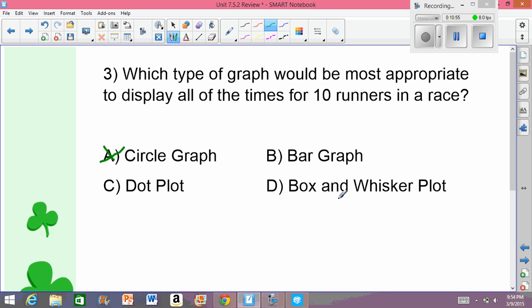If we look at a box and whisker plot, remember we are displaying the median of that data, and we are breaking it into 4 sections. So we don't want to do that because we don't want to display the median. We want to display every piece of data that we have. The best choice for displaying all of our data for 10 runners is going to be a bar graph. We can have each runner's name under their bar, and we can have the appropriate time going for that runner on our y-axis. So a bar graph would be most appropriate to display the runner's time for 10 runners in the race.